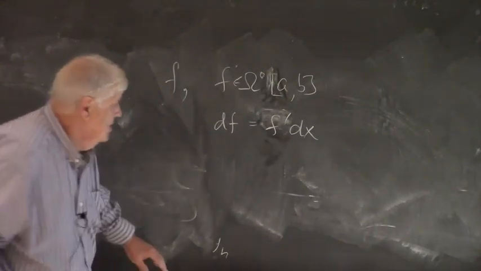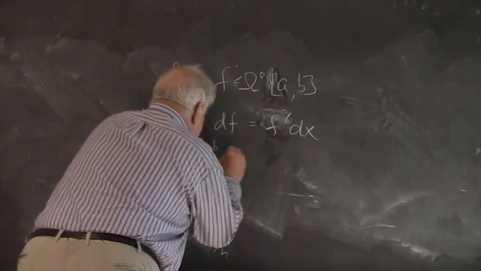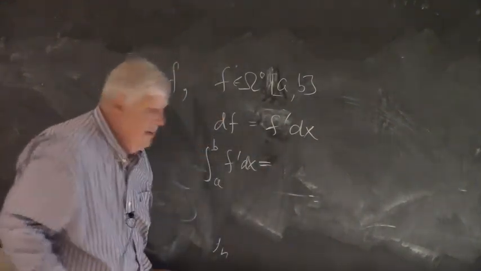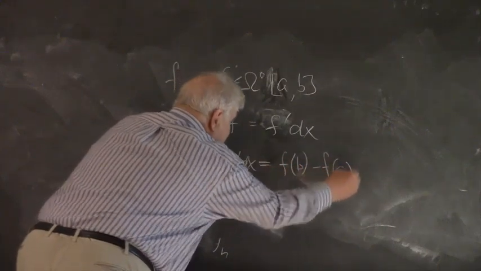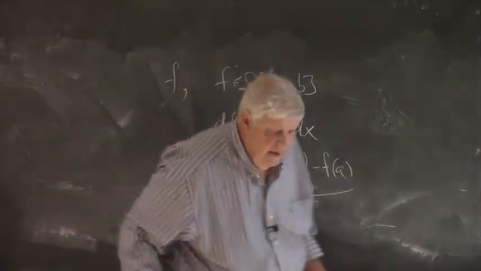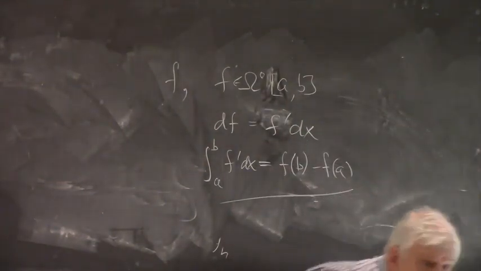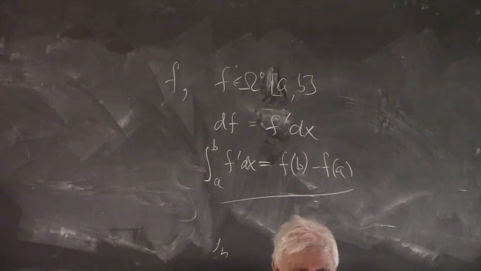And then this formula says that the integral over M from A to B, f prime dx, is the integral of the boundary, which is f of B minus f of A. So this formula is the very first particular case of the Stokes theorem, Stokes formula.